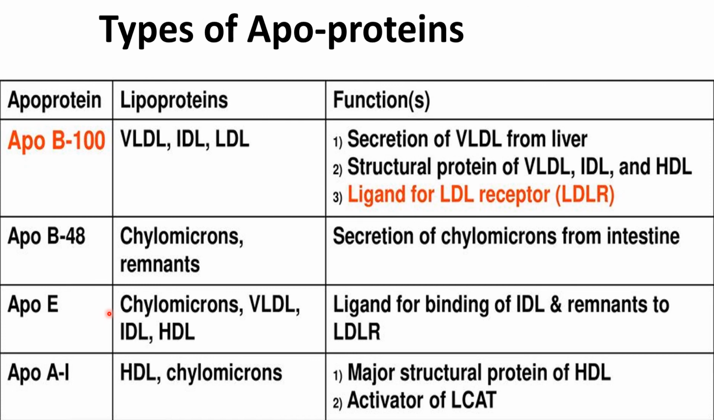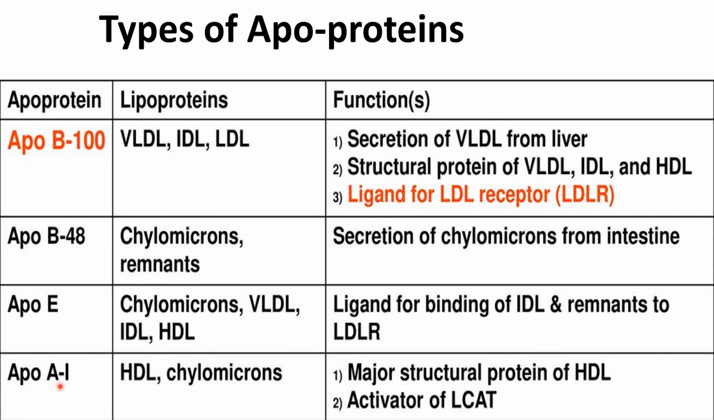There's a very interesting fact regarding these apoproteins, that these lipoproteins exchange their apoproteins in the plasma. ApoE mainly is a part of chylomicron, VLDL, IDL, and HDL, and as I told you, these various lipoproteins exchange their apoproteins, and ApoE actually has a role in the binding of the IDL and remnants to the LDL receptor.